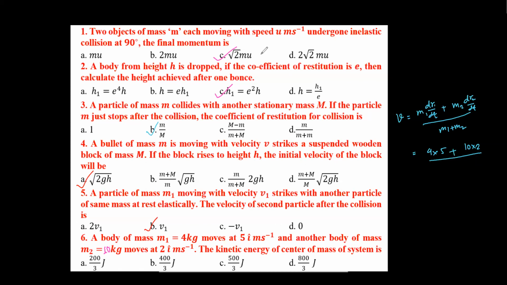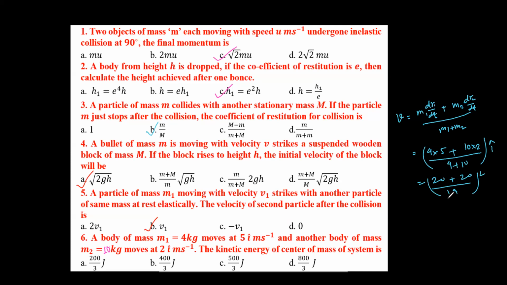This is your mass m1, 4, plus another, 10. So this is the total velocity. The velocity is given in the i direction, and here it is also in the i direction. So we can easily get this: 4 times 5 is 20, plus 20, divided by 14, squared. So we can easily get this one.